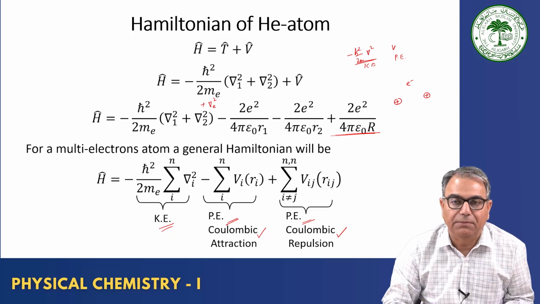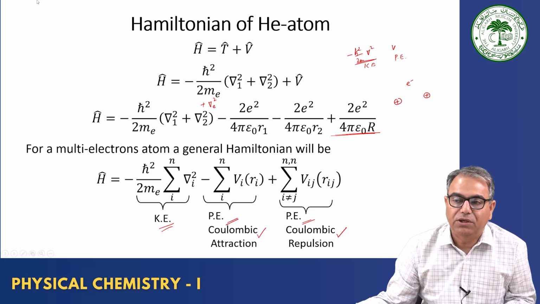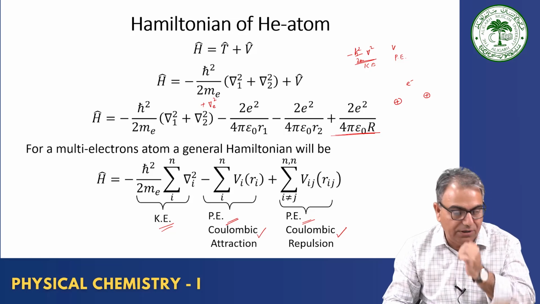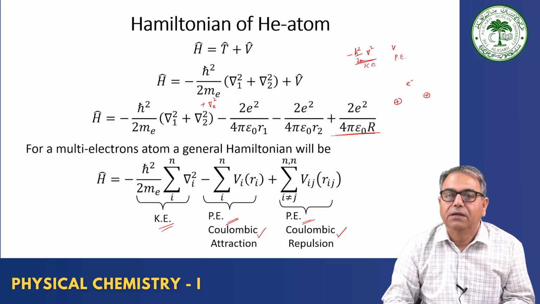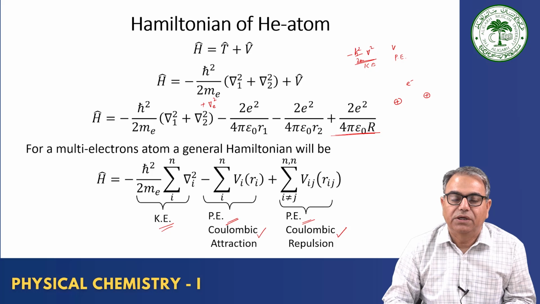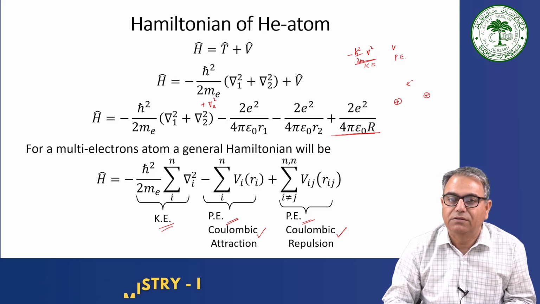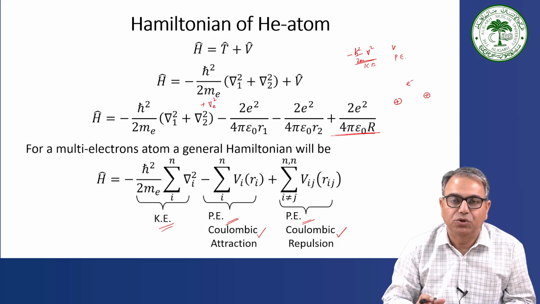There are many terms in the Hamiltonian, and because of these interelectronic repulsions and nuclear repulsions, it is very difficult to solve the Schrodinger equation. Not only difficult, it's almost impossible. It's impossible to solve the Schrodinger wave equation for such systems, the helium atom, the H2+ molecule, the H2 molecule, and so on. Okay.